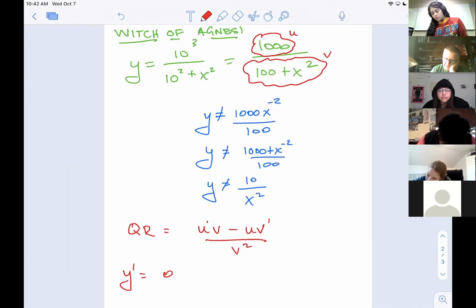So it's u prime times v. So I'm writing 0 times 100 plus x squared, which of course is a waste of time because I'm multiplying it by 0 anyway. But I would at least like to see it written out.